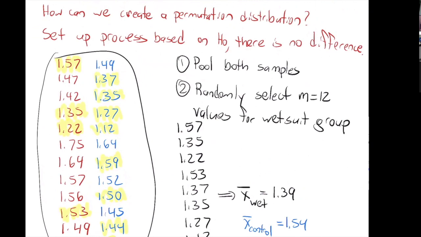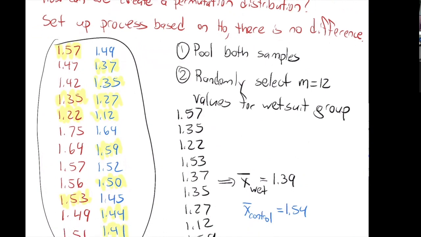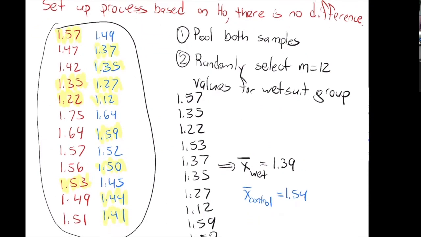So the fact that some of these values were from wearing a wetsuit and some were not, the difference in these velocities is nothing more than randomness alone. With that in mind, we would just treat them all the same and look at what the possible differences are that we get when we randomly split these people into two different groups.